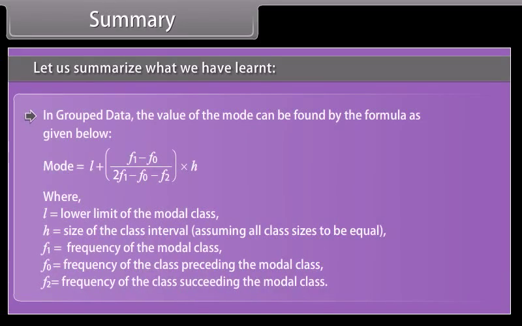In grouped data, the value of the mode can be found by the formula as given. L plus f1 minus f0, that is divided by 2f1 minus f0 minus f2 multiplied by h, where L is equal to the lower limit of the modal class, h equals the size of the class interval, assuming all class sizes to be equal. f1 equals frequency of the modal class, f0 equals frequency of the class preceding the modal class, f2 equals frequency of the class succeeding the modal class.